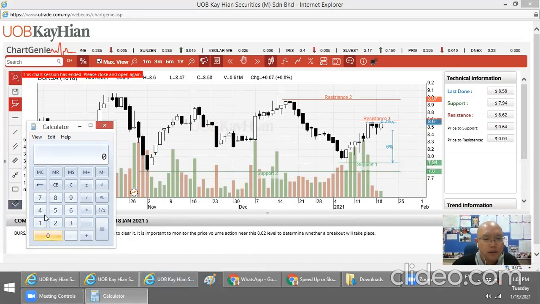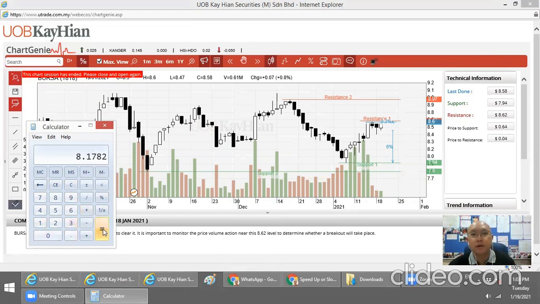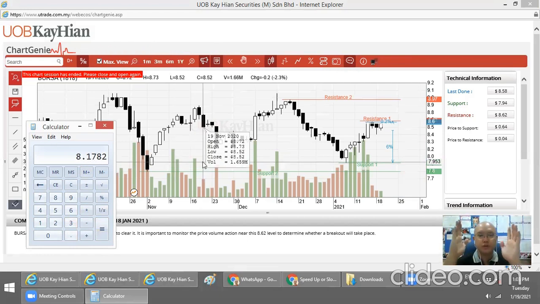So how do I calculate? 794, I will add 3%. Okay, the calculation is wrong. It is times 1.03. 7.94 times 1.03. You can see over here it is how much? 817. So it means you have a range between 794 and 817 to enter the share.